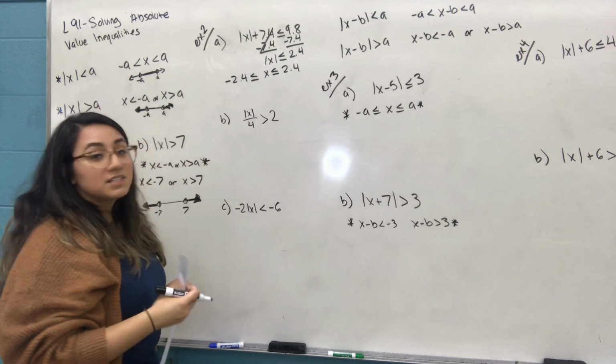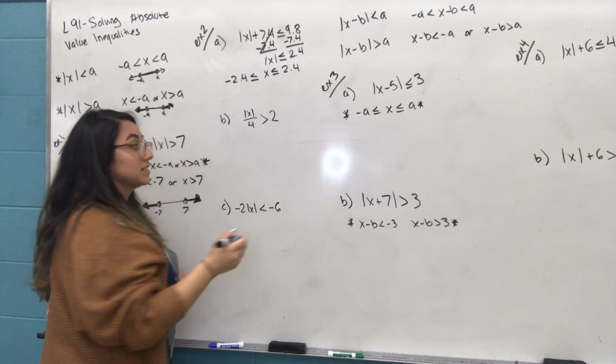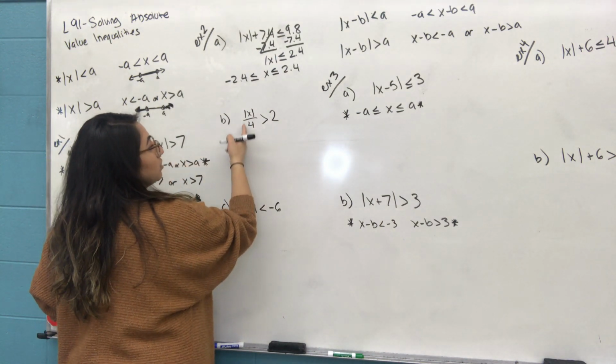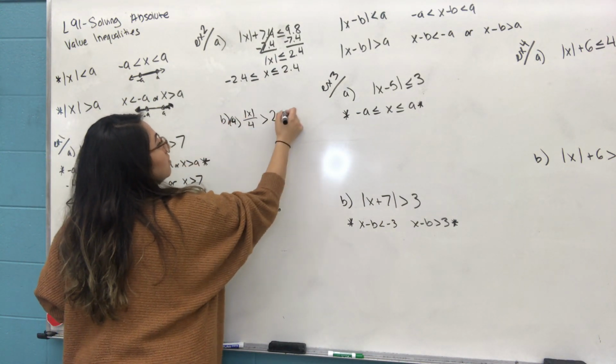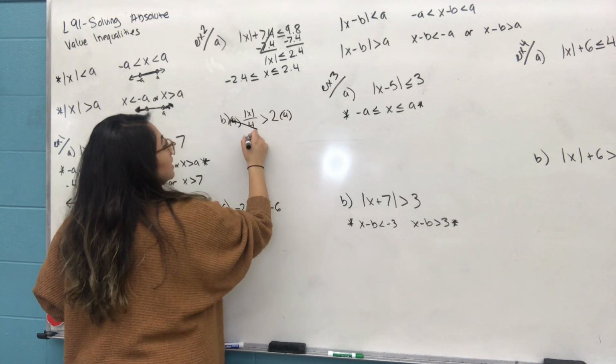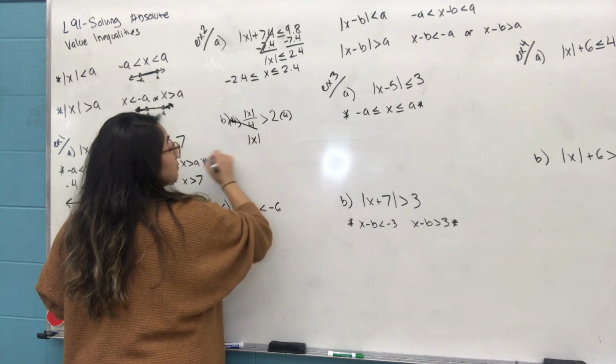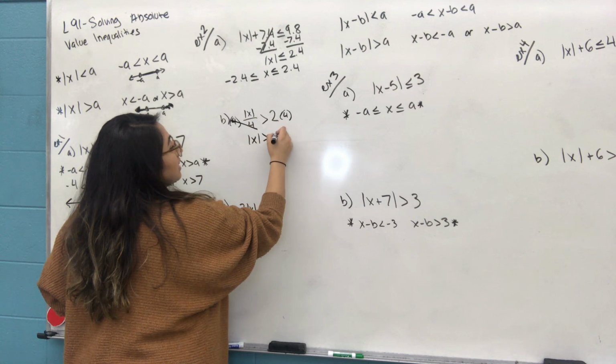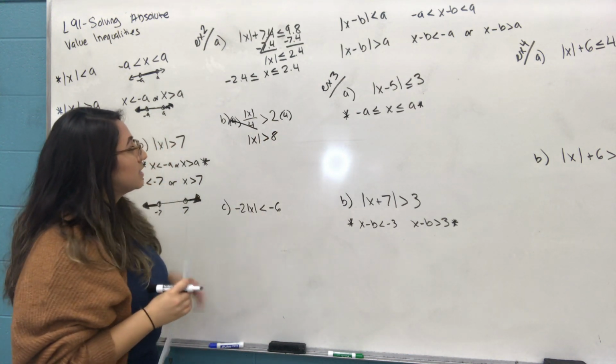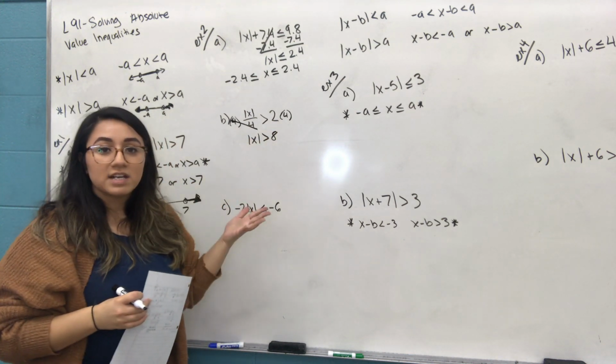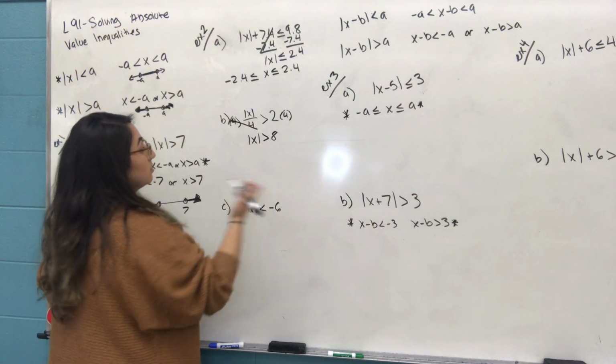Here, same thing. The absolute value of x is not by itself. You have to get it by itself. 4 is dividing into x, so you're going to multiply both sides. So now you get the absolute value of x is greater than 8. So 2 times 4 is 8. Remember, signs don't change unless you're dividing or multiplying by a negative.